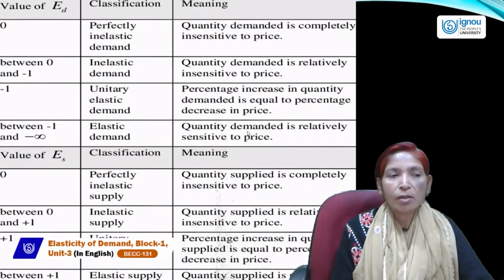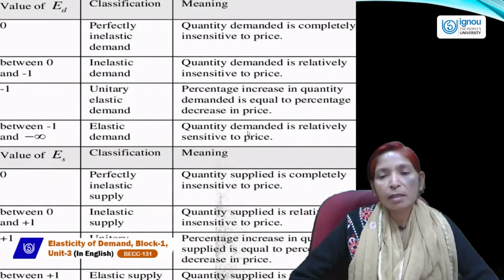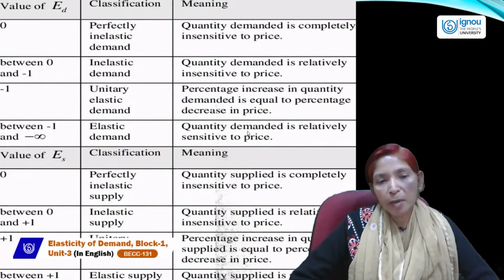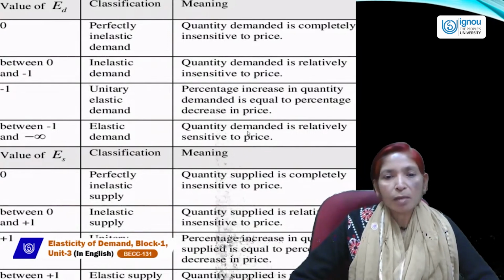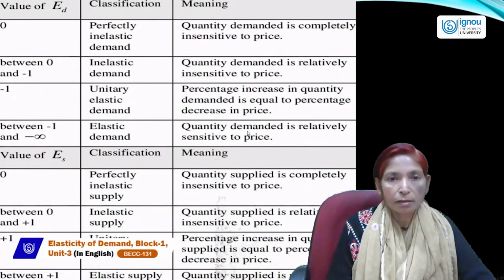Unitary elastic: in this case, ED will be equal to 1. If the percentage change in quantity demanded is just the same as the percentage change in price, that is called unitary elastic demand. And more elastic means quantity demanded is relatively more sensitive to the change in price, that is more elastic demand.